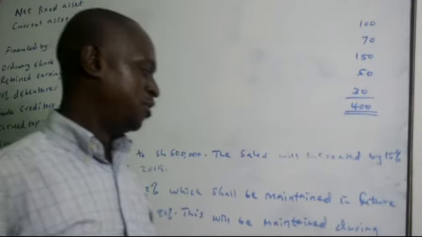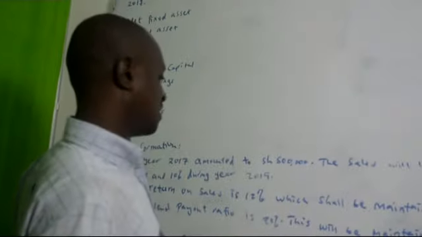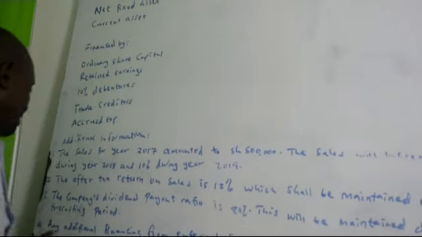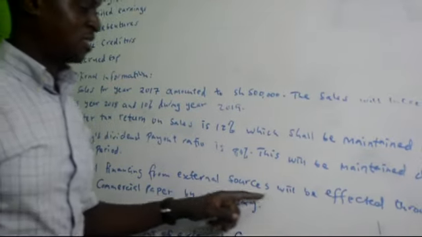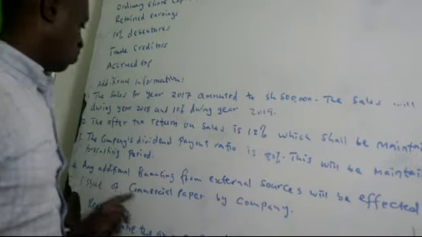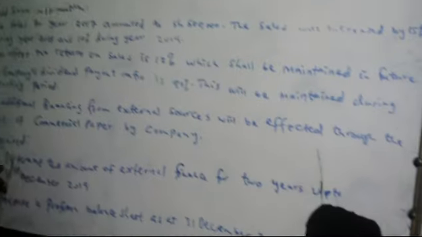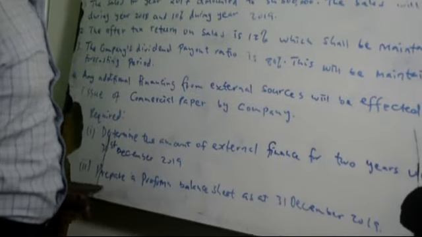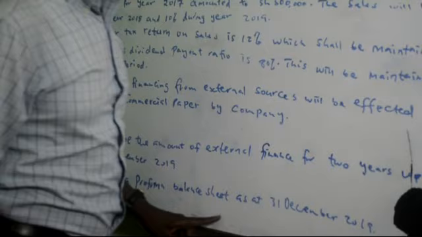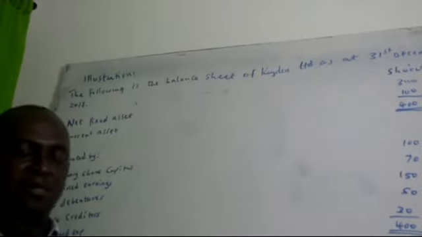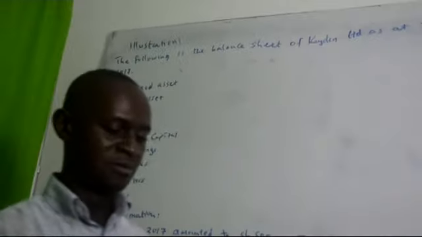This will be maintained during the forecasting period. Number four, any additional financing from external sources will be effected through the issue of commercial paper by the company. Required, number one, determine the amount of external finance for 2 years up to 31st December 2019. And number two, prepare a pro forma balance sheet as at 31st December 2019. So this is the question we want to look at using the percentage of sales method.